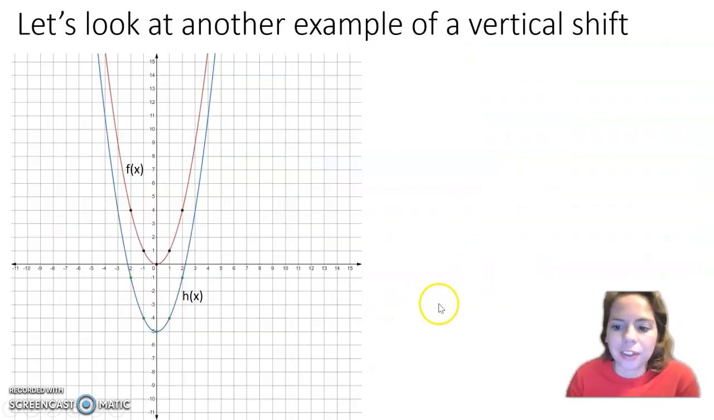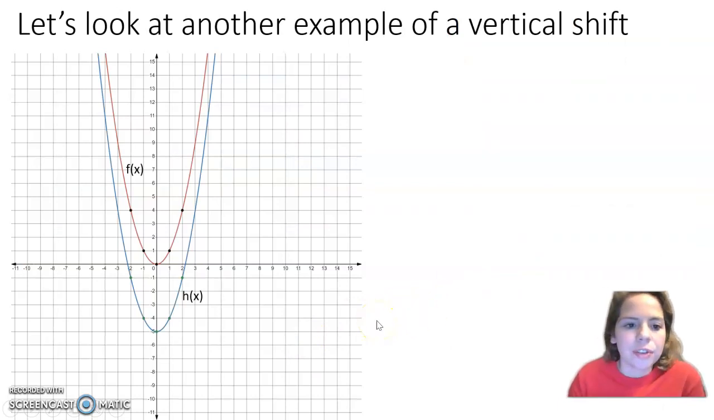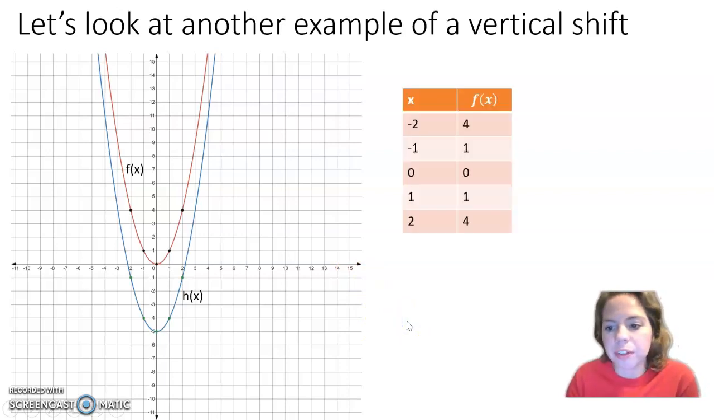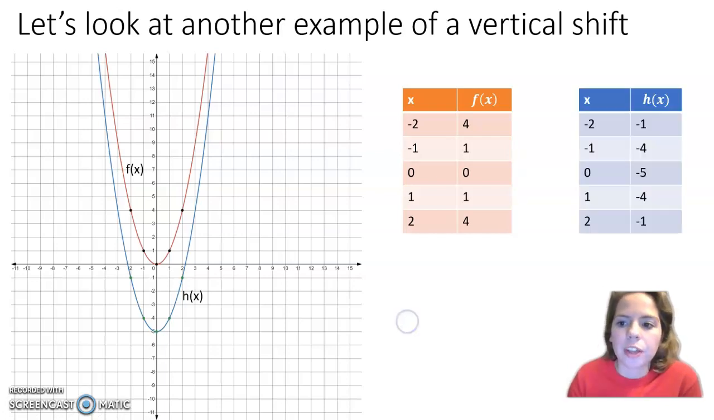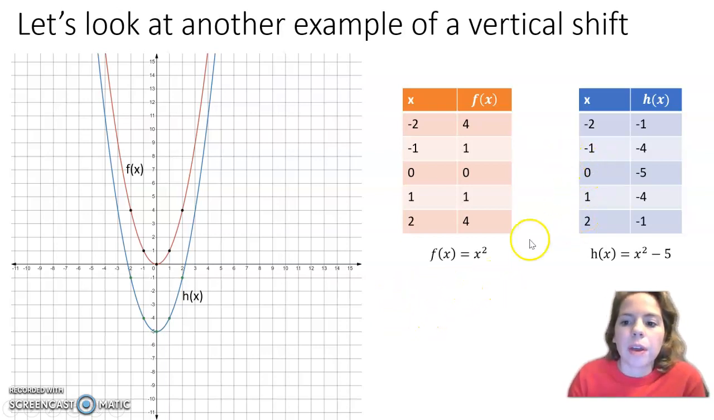Let's take a look at another example. For this one, we have 2 more graphs. The f of x graph is actually the same as it was in the previous example. It's just f of x equals x squared. And then I called the blue one h of x here. I'm putting their tables up for your reference too. You're going to notice we have all the same x values. And our h of x graph is h of x equals x squared minus 5.